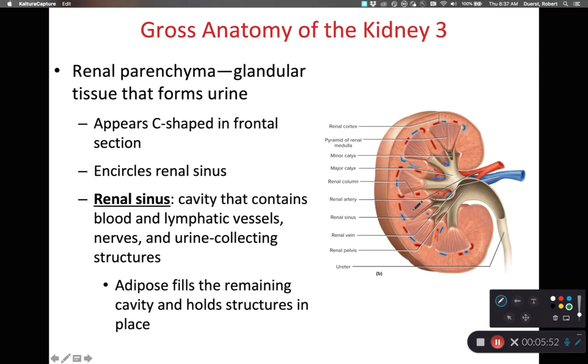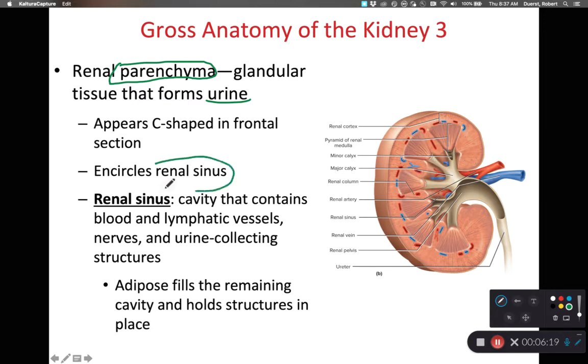As we look at the parenchyma, this is a generic term, and just to review, it's the glandular part of an organ. So when we look at the renal parenchyma, this is the part of the kidney that makes the secretions. So this is where we make the urine within our kidneys. And our renal parenchyma is going to be C-shaped when you have a coronal or frontal slice. And it's going to encircle the sinus.